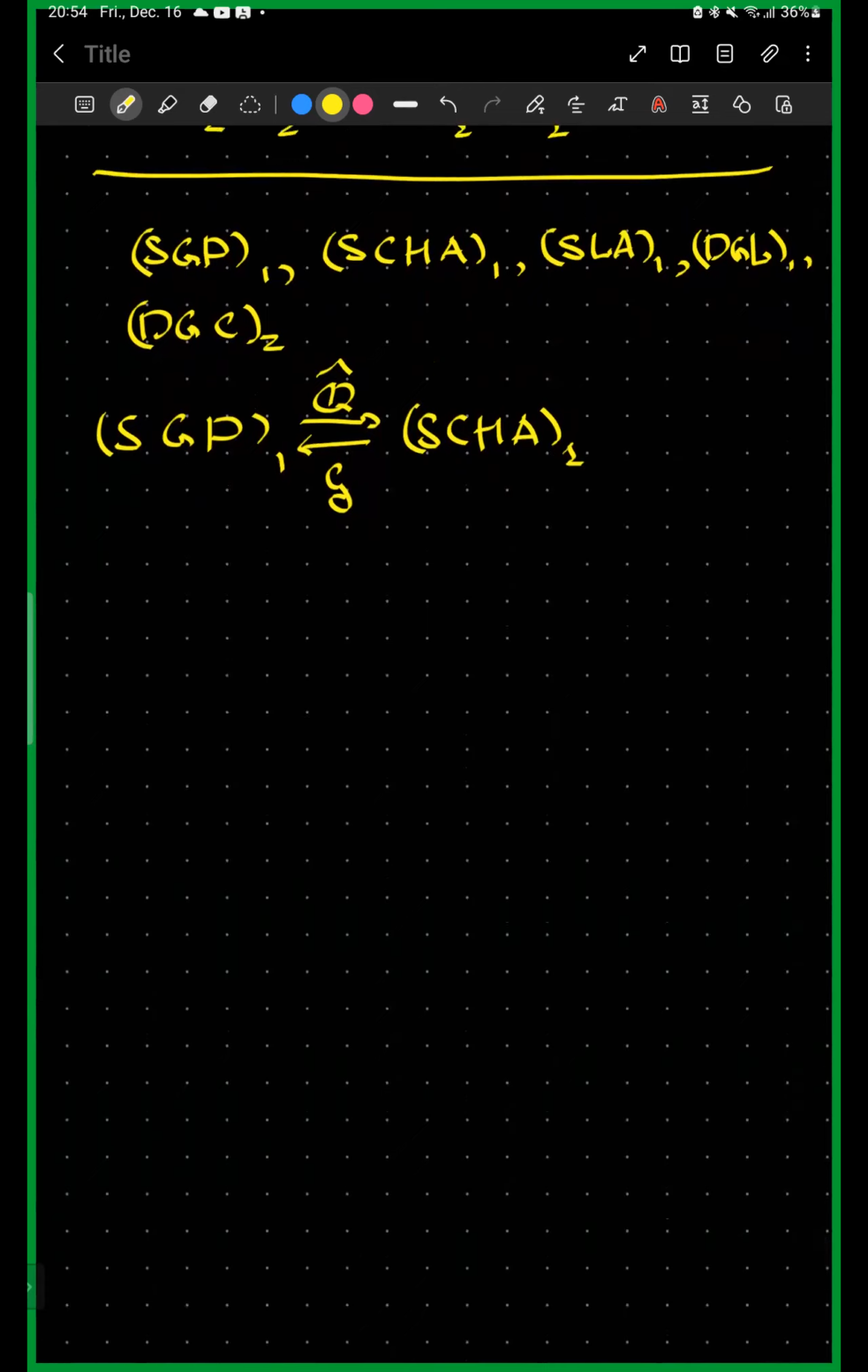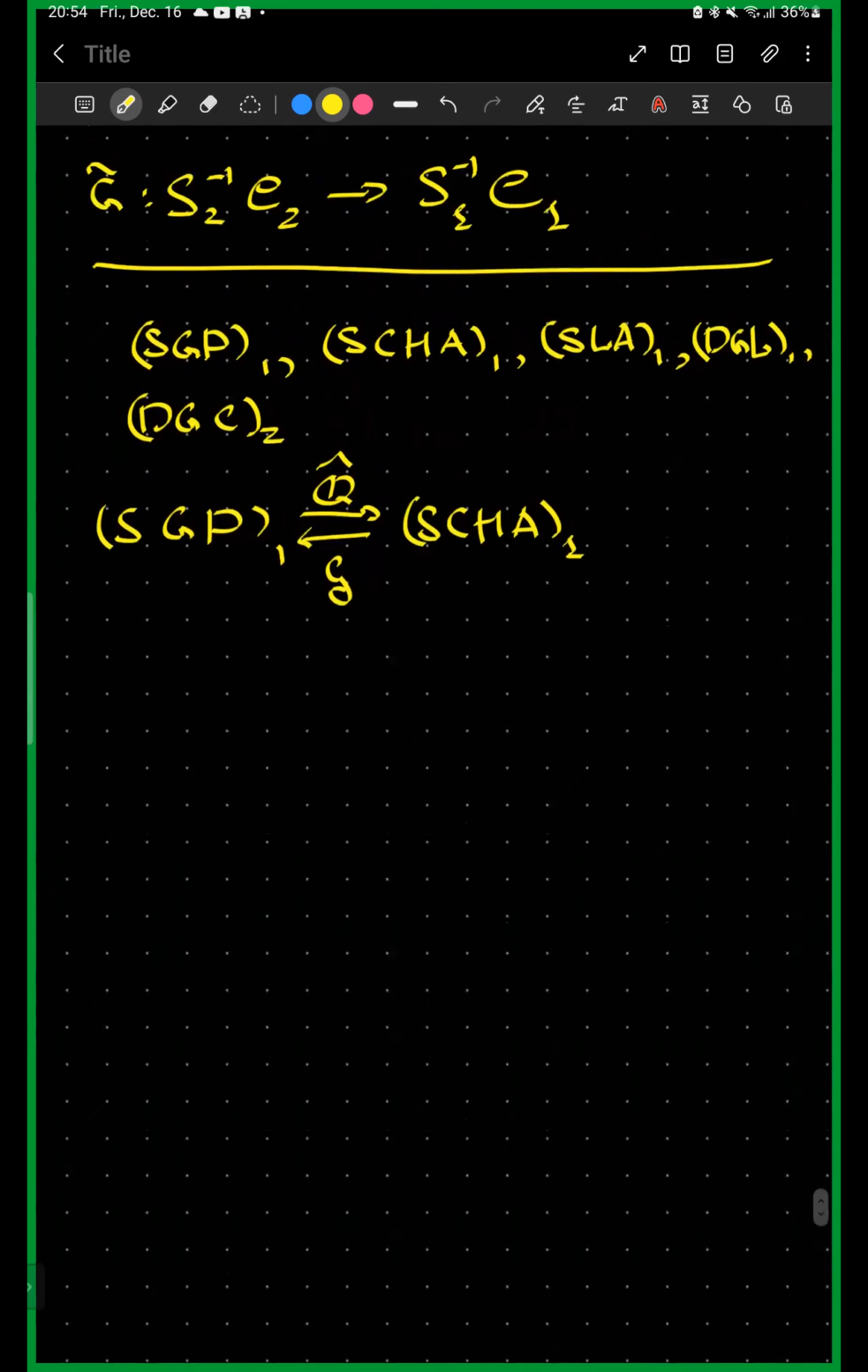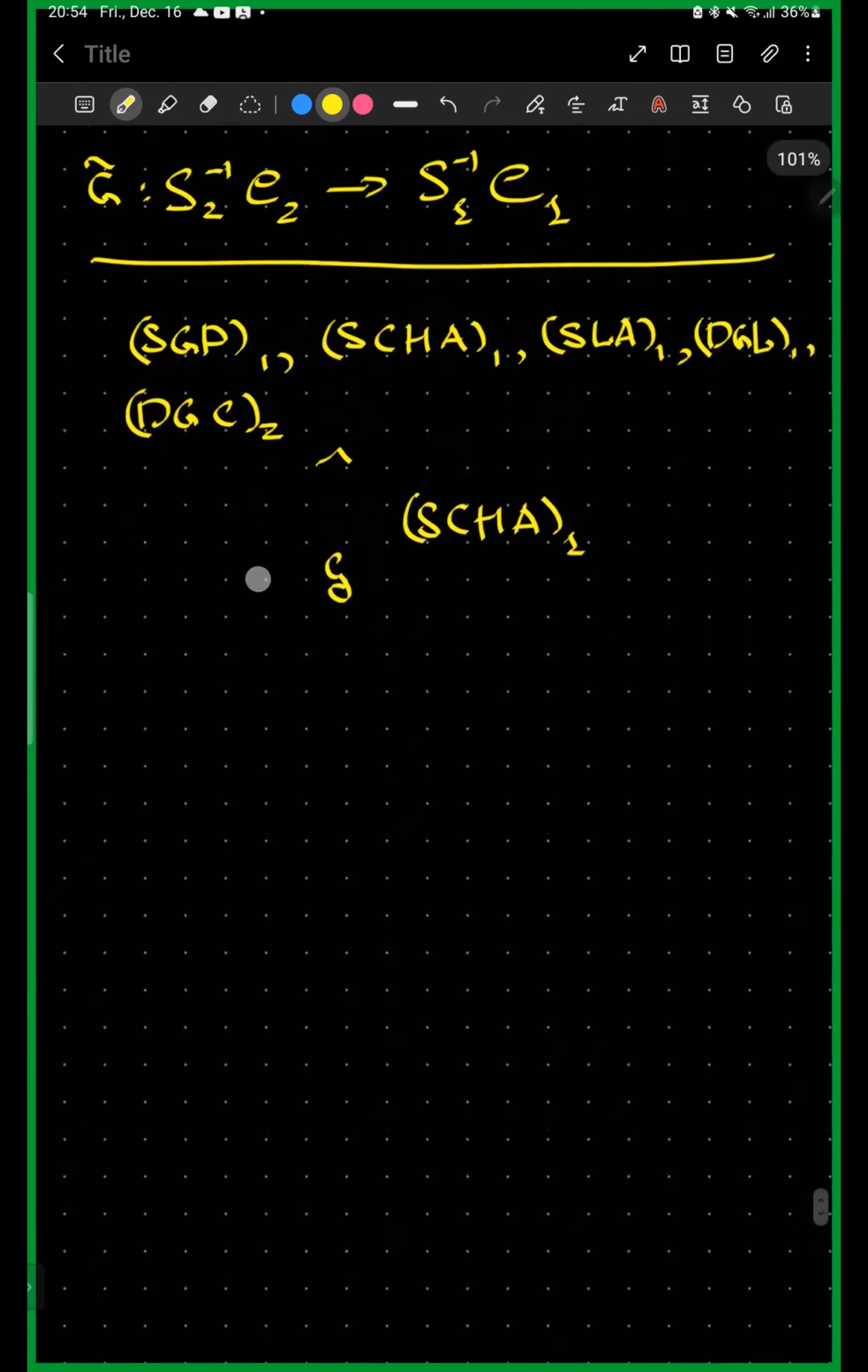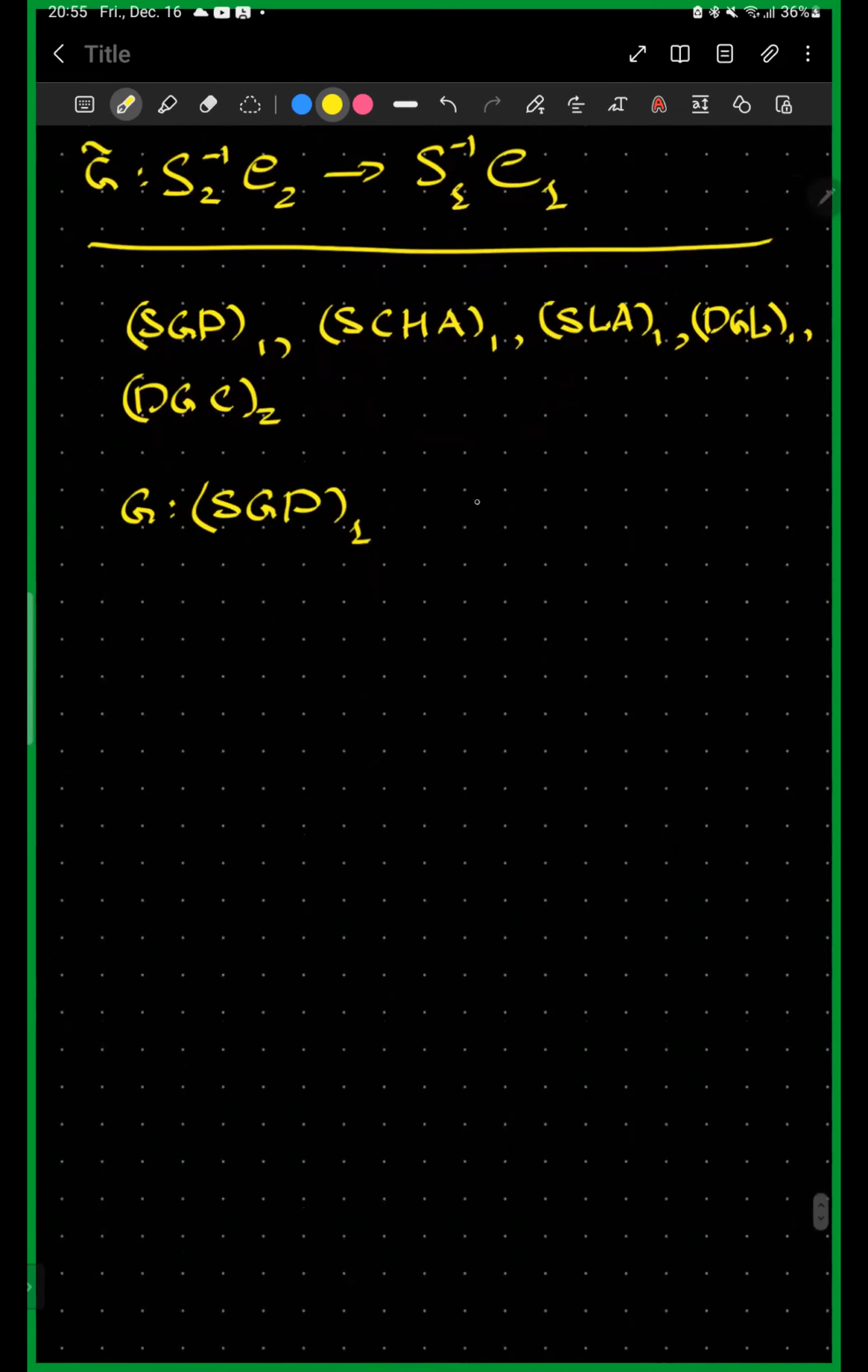Sorry, that's not really what I meant to say. So what I meant to say is that if we have a simplicial group, then we have a free simplicial group, which is weakly equivalent to this simplicial group.